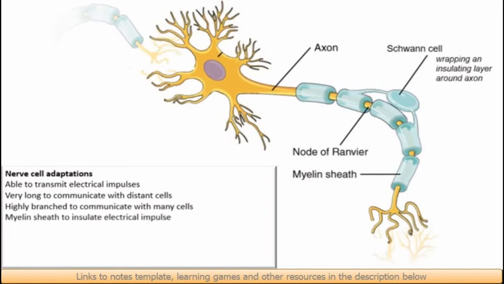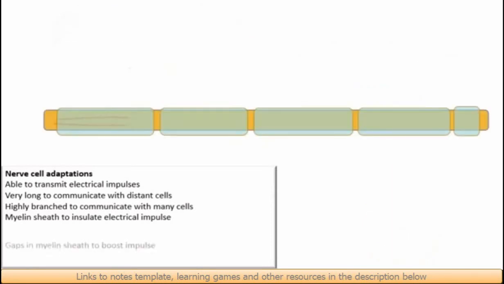Along the length of some neurons, there is a fatty myelin sheath formed by another cell wrapping around the neuron. The myelin sheath insulates the electrical impulse travelling along the length of the neuron. But not all neurons have a myelin sheath. Those that do are able to transmit impulses particularly quickly. Gaps exist between each section of myelin sheath, and these help to boost the impulse travelling to the next section.